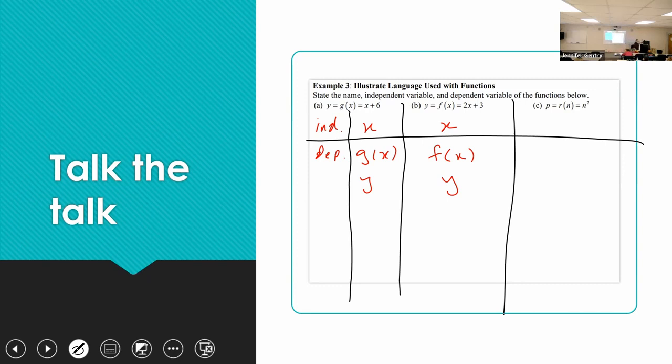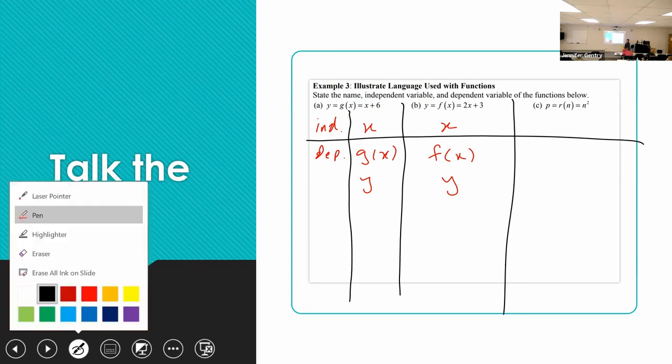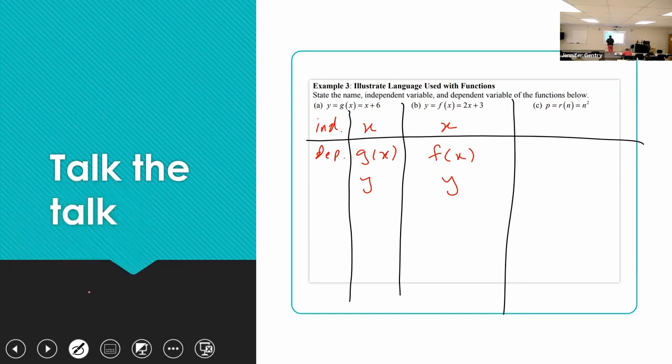Your x is independent. Your y is dependent. So f of x would be dependent. Yeah, your f of x is the dependent. So here on C, we don't have x's and y's anymore, right? So what is my independent variable? What's the one that I can put anything in for? n. Very good. What is my dependent?